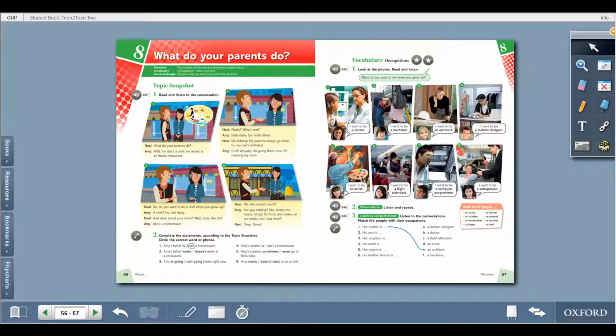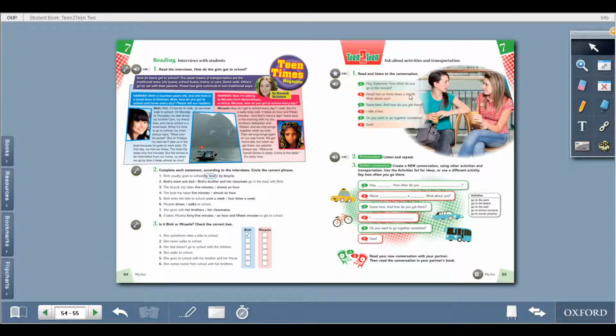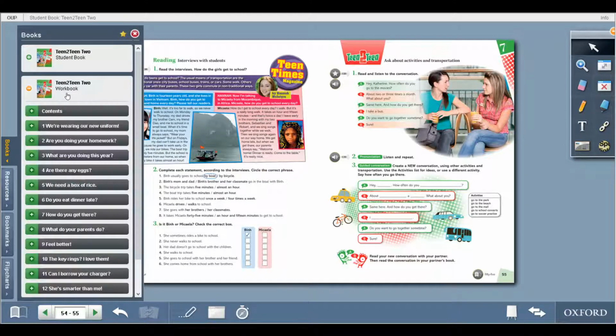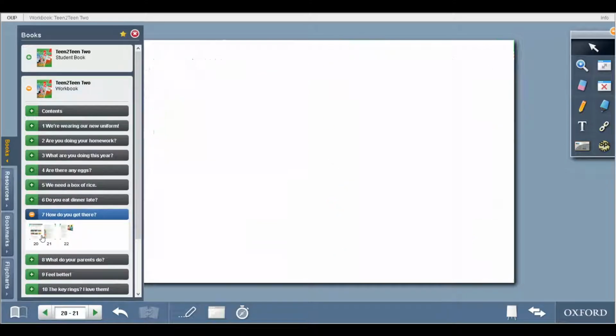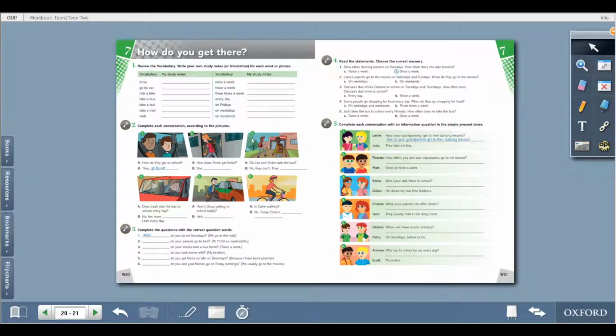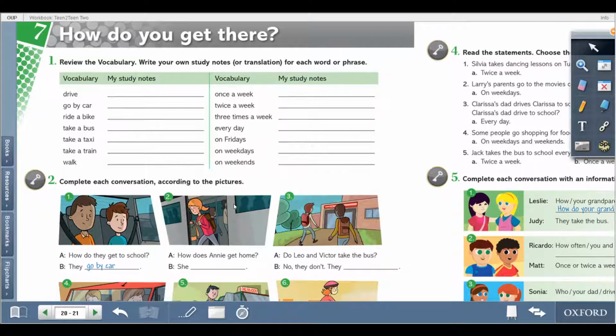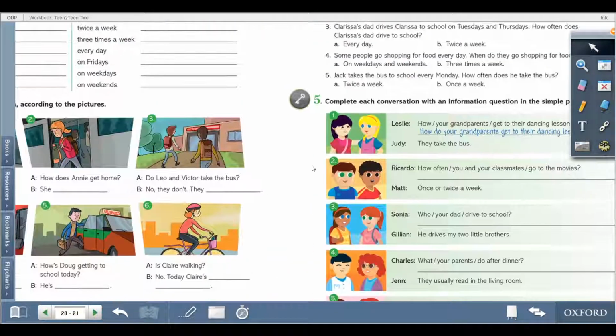Oh, we're finished. Now we've finished Unit 7, and don't forget to do the activity in Unit 7. Let's look at here. These activities. Do the activities here and we will check the answers later. You see, the activities are here. These activities.